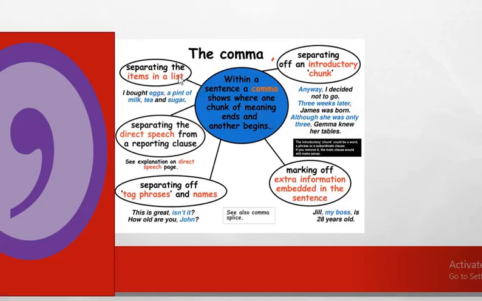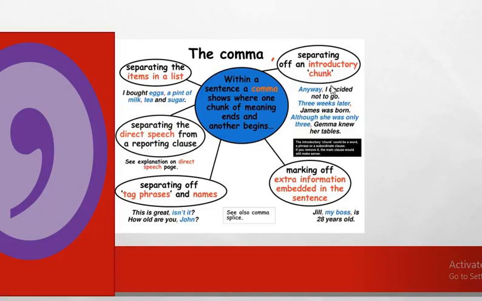Examples: separating the items in a list. I bought eggs, a pint of milk, tea and sugar. Separating the direct speech from a reporting clause. Separating of tag phrases and names. This is great, isn't it? How old are you, John?